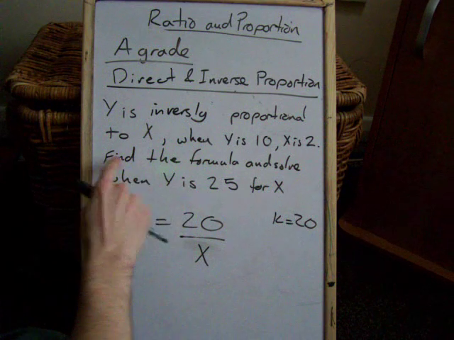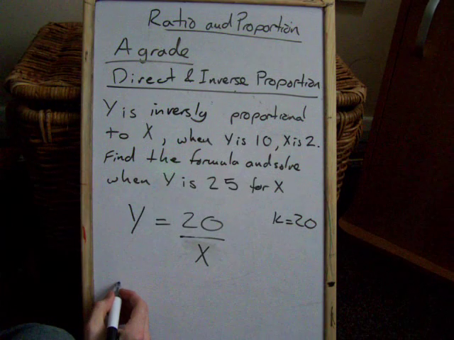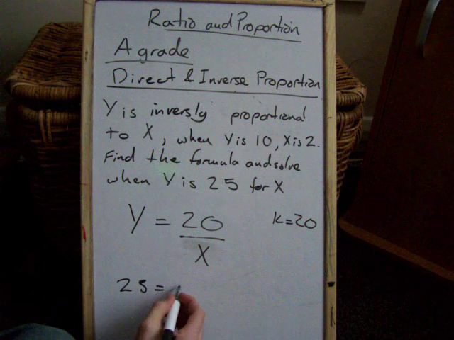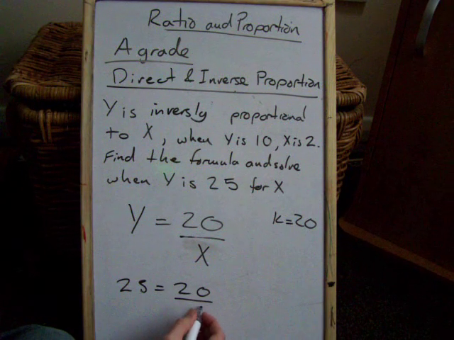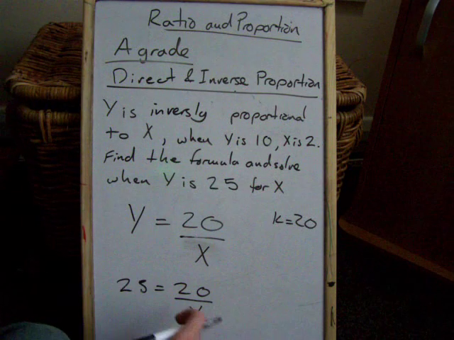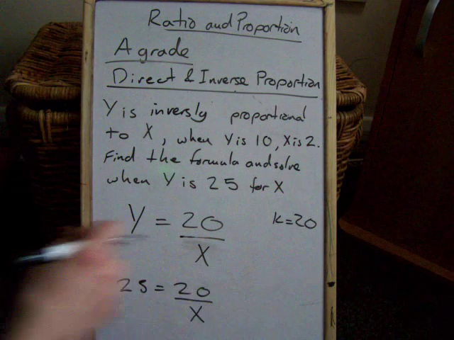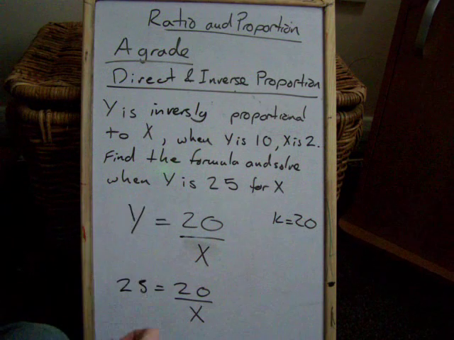Then find the formula and solve when y equals 25. So when y equals 25, you've got 25 equals 20 divided by x in this case. Now this is a bit of a struggle. I can't really just think of what number goes in there, so I'm going to have to play around with the formula a little bit until I get x equals.